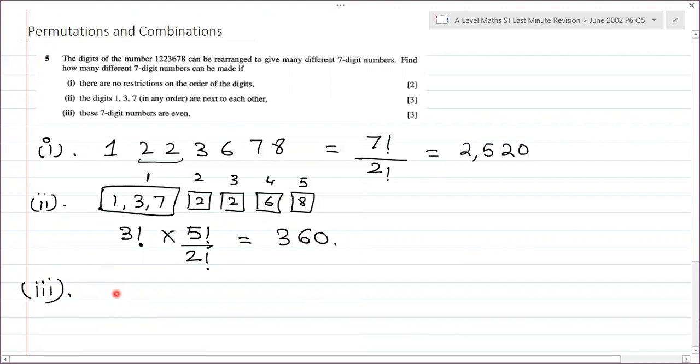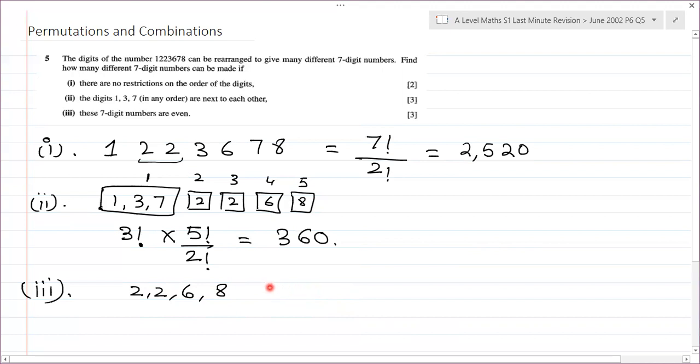Now the last part. These 7-digit numbers are even. So if it's an even number, it has to end with what? It has to end with a 2, 2, 6, or 8. So it can end with a 2, 2, 6, or 8 to form an even number.